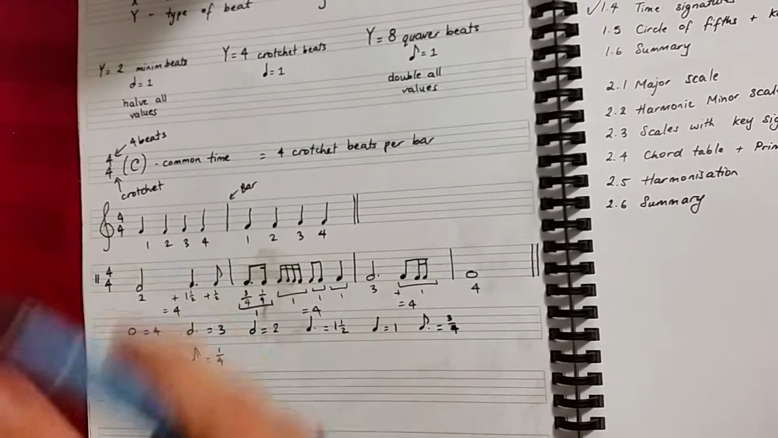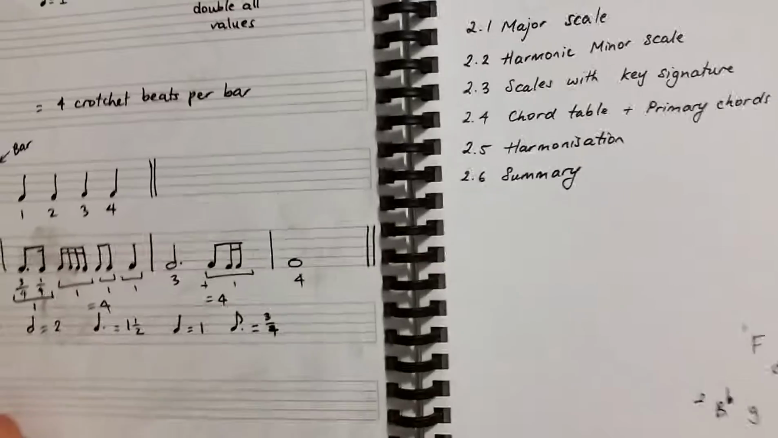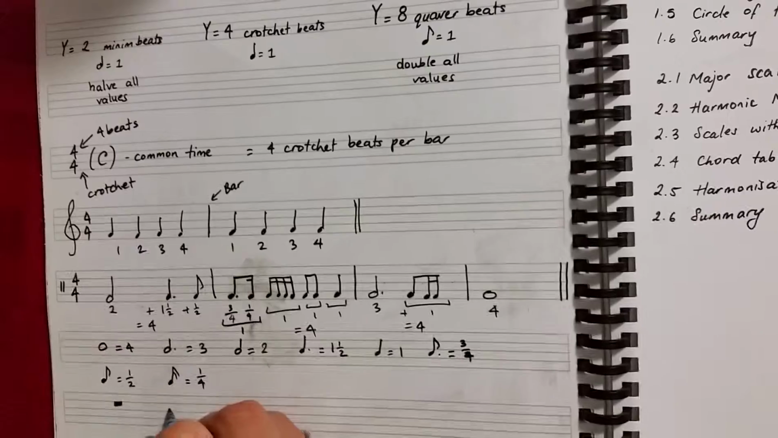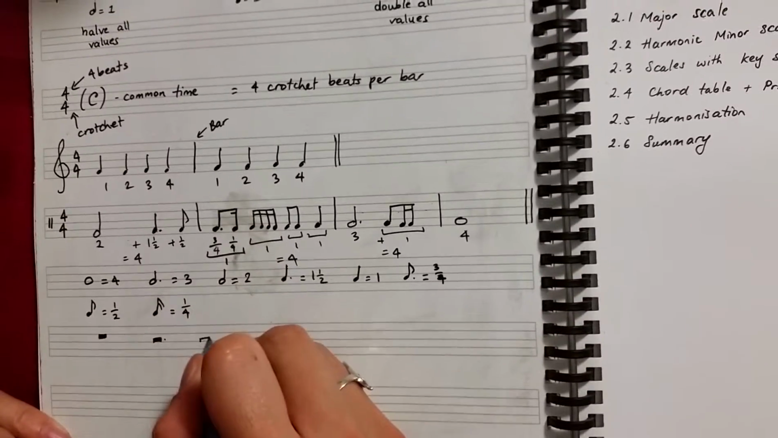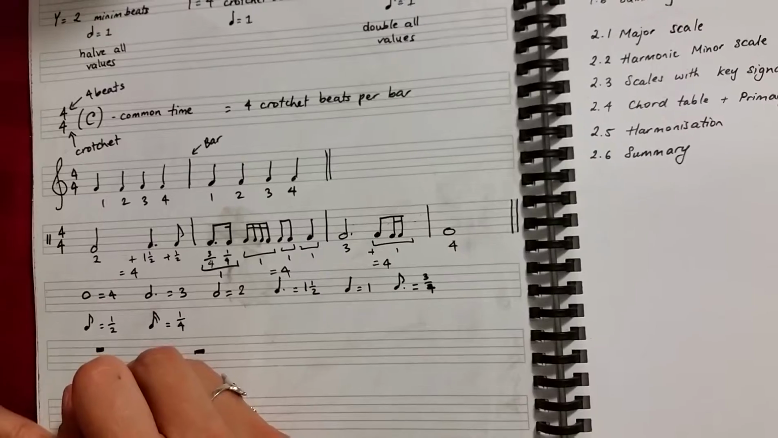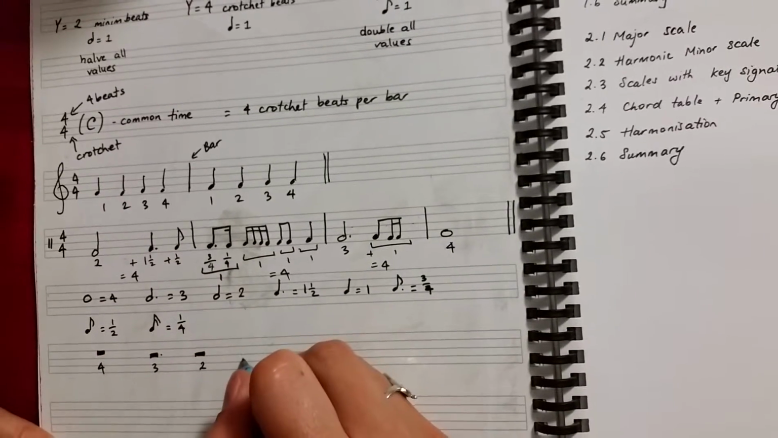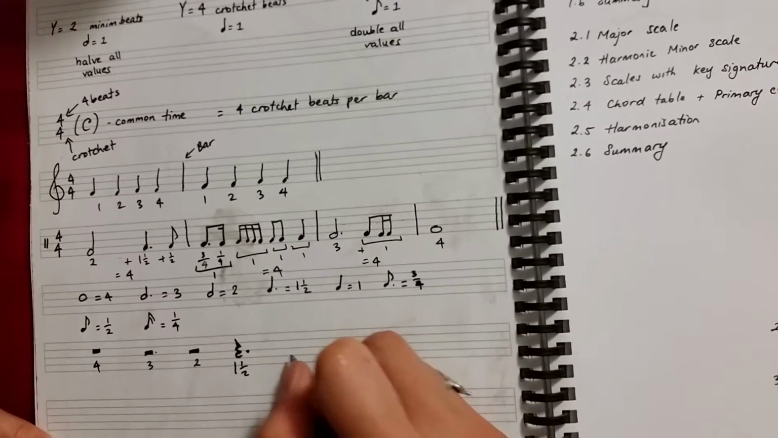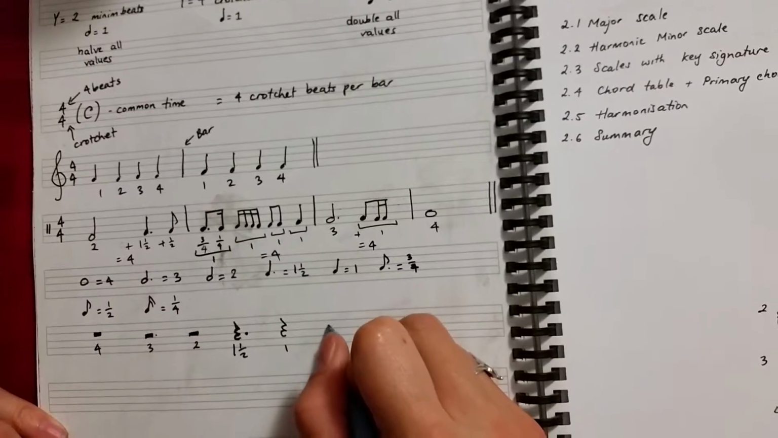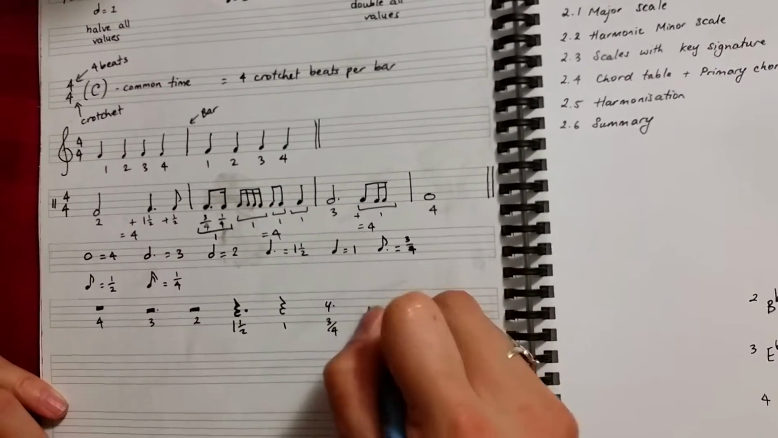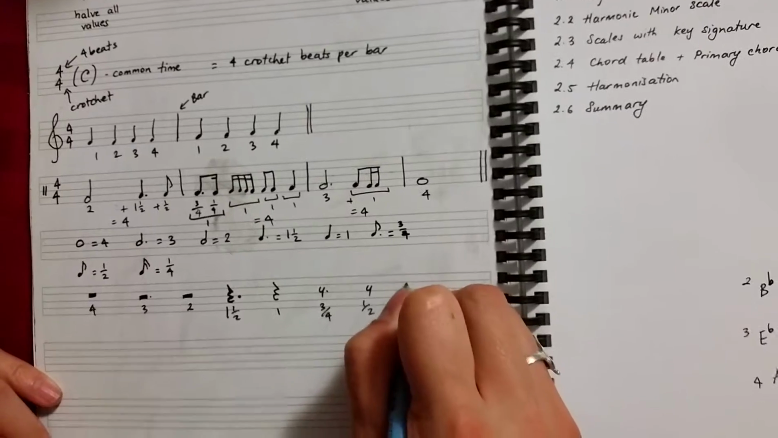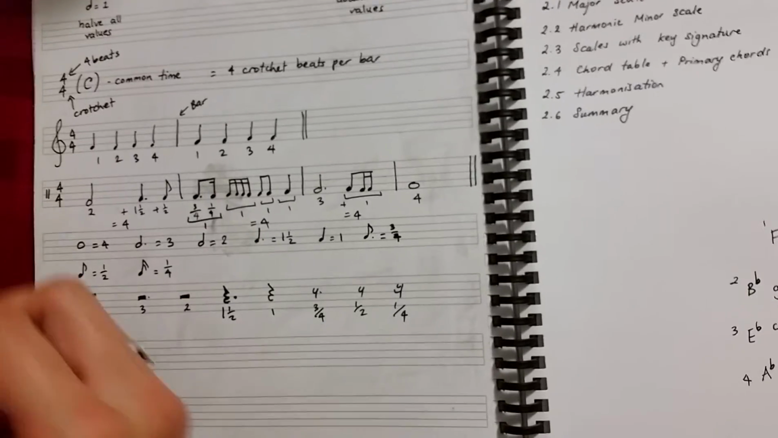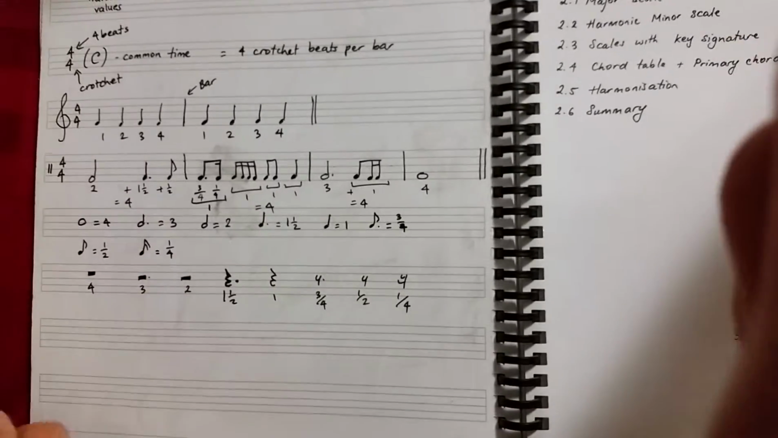to just substitute a rest here, so remember the rest values. Here's a semibreve rest. You don't have to have notes all the time, you can have silences. Dotted minim rest, dotted crotchet rest, dotted quaver rest, and the semiquaver rest.